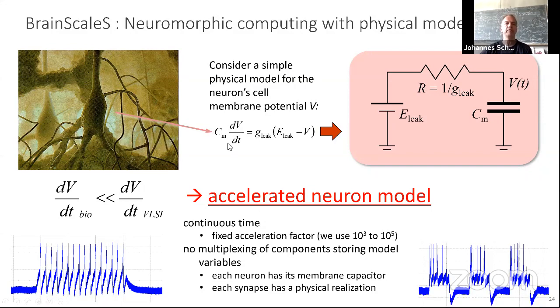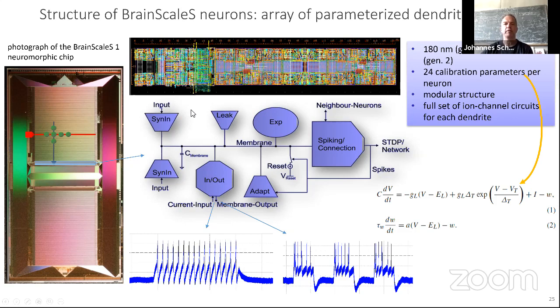So just to repeat what Steve already told you, how the physical model works. It takes the differential equations for the biology and rebuilds them with electronic circuits. And this leads to a model with much smaller time constants than the biological original. And we use acceleration factors between 1,000 and 100,000. And you see here some measurements from these circuits. So they really look very close to the biological original.